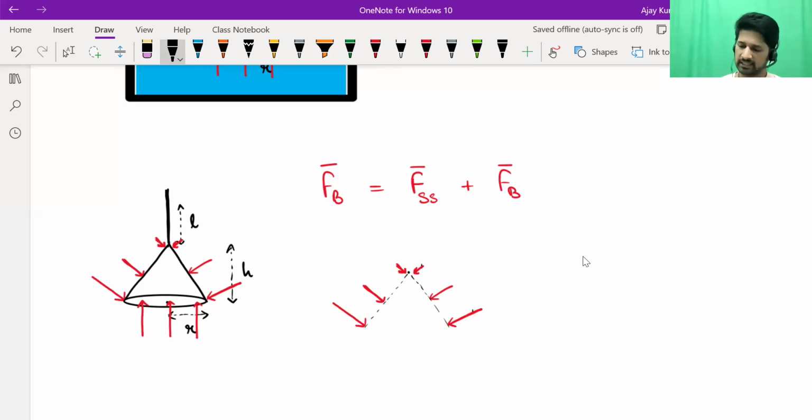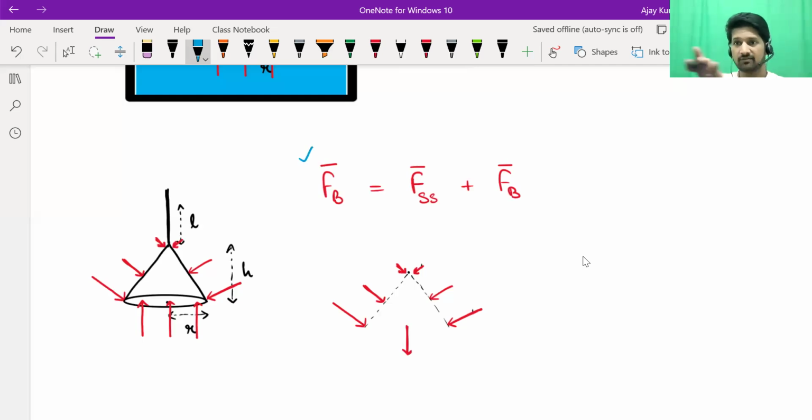Downward. It will be in the downward direction. Correct. So the force acting on the slant surface is in the downward direction. The force acting on the base is in the upward direction. Their resultant is what you call the buoyant force. Now we know how to express buoyant force on an object.